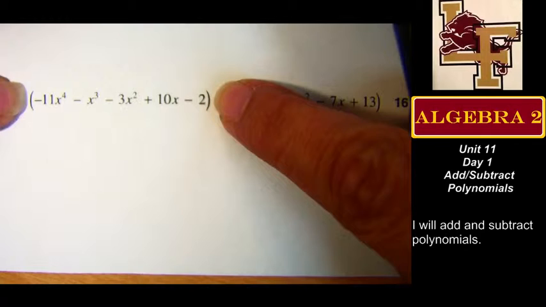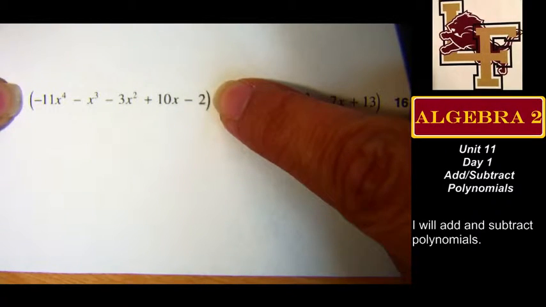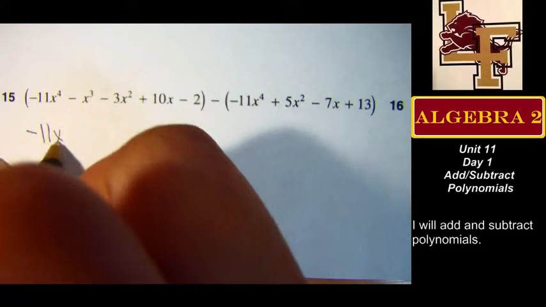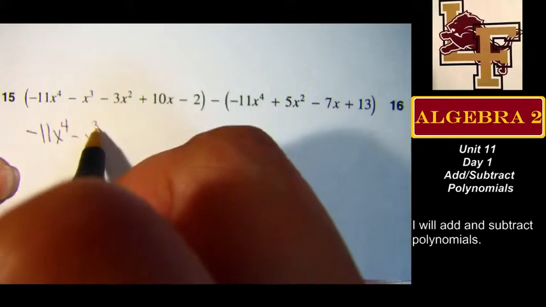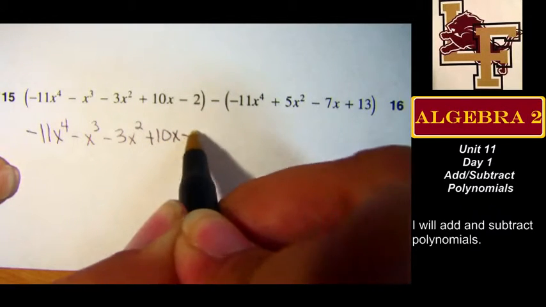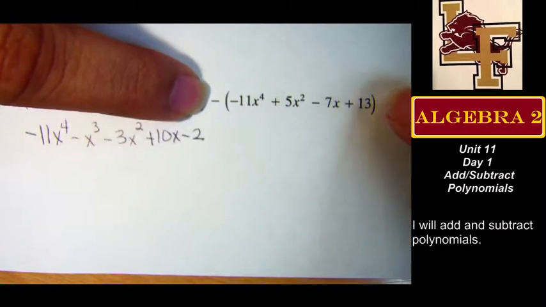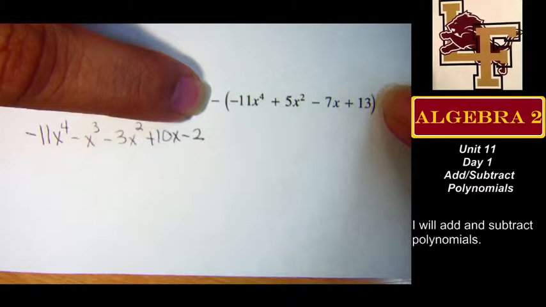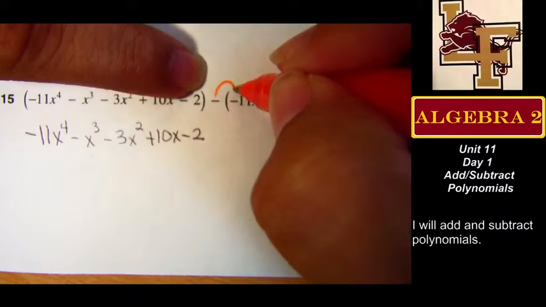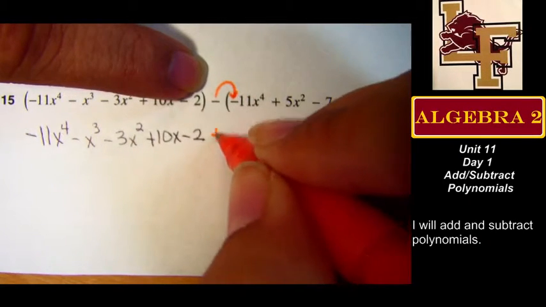All right, number 15. Looking at the first polynomial. Anything to distribute? So do I need the parentheses? Okay, so I'm going to write it without the parentheses, and everyone's going to be happy. And there was much rejoicing. Yay. Next polynomial. Anything to distribute? The negative. I'm so glad you saw that. Okay, so I'm going to distribute the negative.